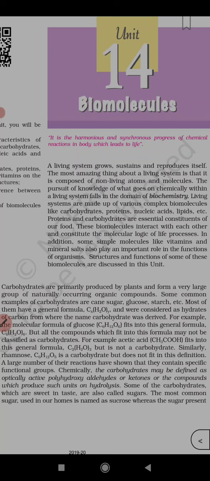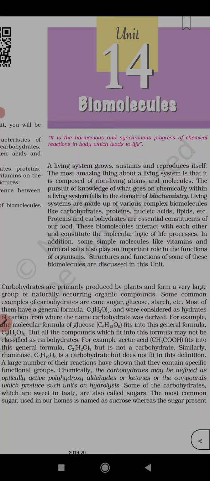For example, acetic acid fits into the general formula, but it is also an acid. So this formula is not exactly correct. All the compounds which fit into the formula may not be classified as carbohydrates.